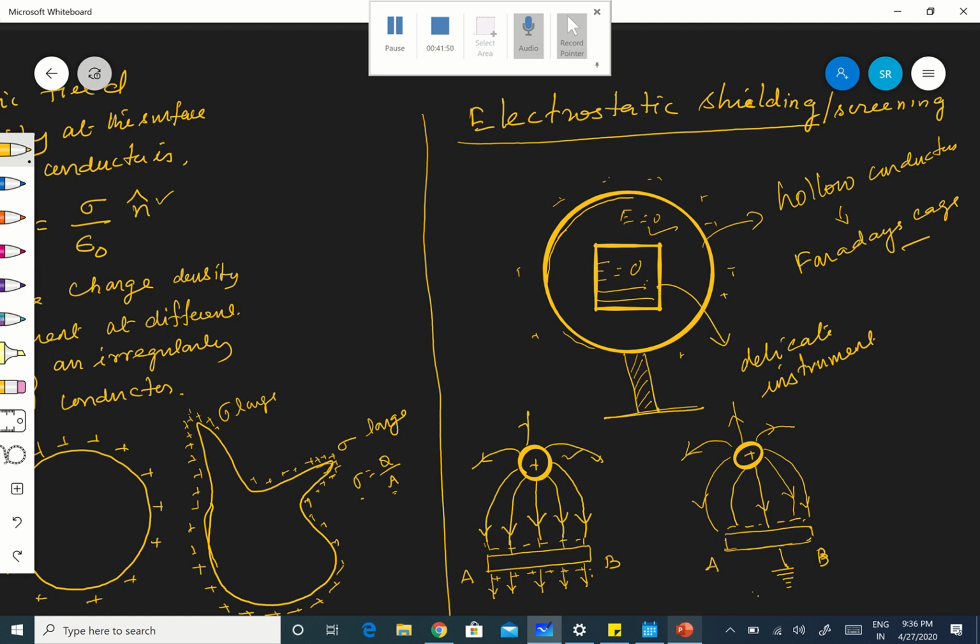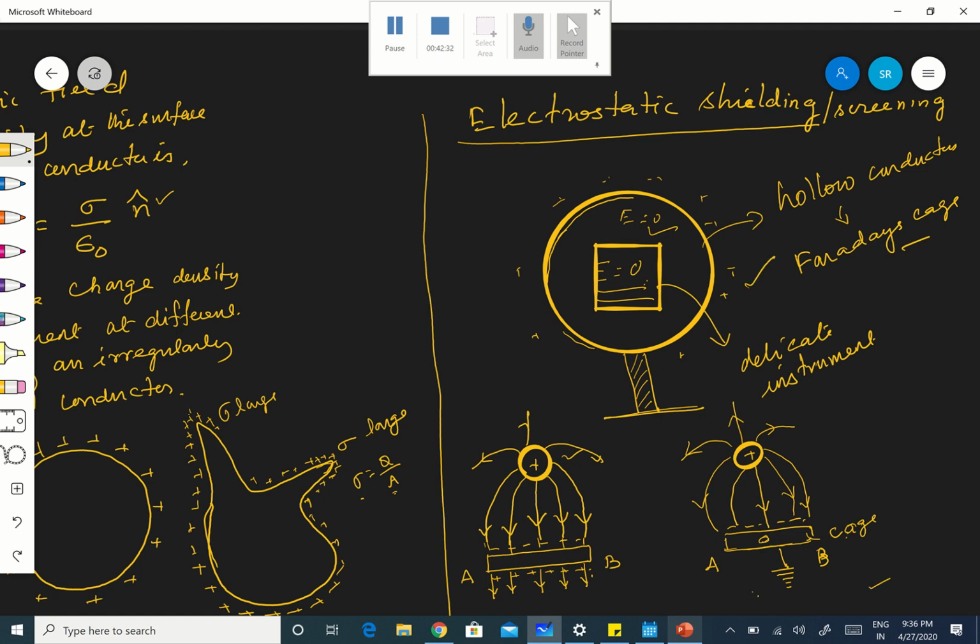So if you are earthing, see, there is no field lines here, and if you have a very high voltage generator, that you can keep inside. This is also a cage only. It acts as a cage now. Hope you are following. This is a cage, a hollow conductor. Here it is not earthed, but here it is earthed.